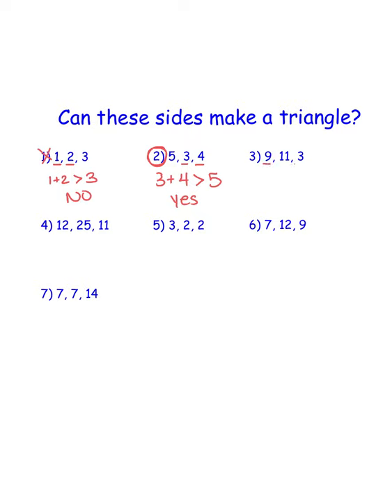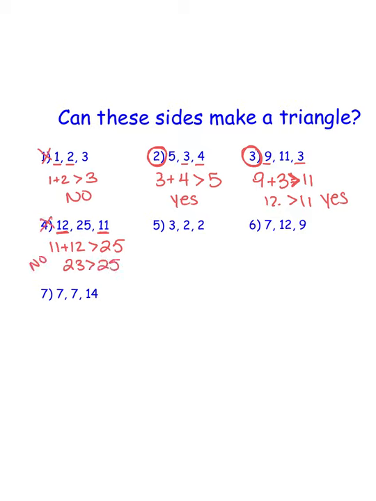Number 3, pick the two smaller sides. 9 plus 3, whoops, is bigger than 11? That's 12. Is 12 bigger than 11? Yes. So we can make a triangle. Here, the two smaller sides are 12 and 11. So 11 plus 12, is that bigger than 25? That gives us 23. That's not bigger than 25, so we cannot make a triangle there.